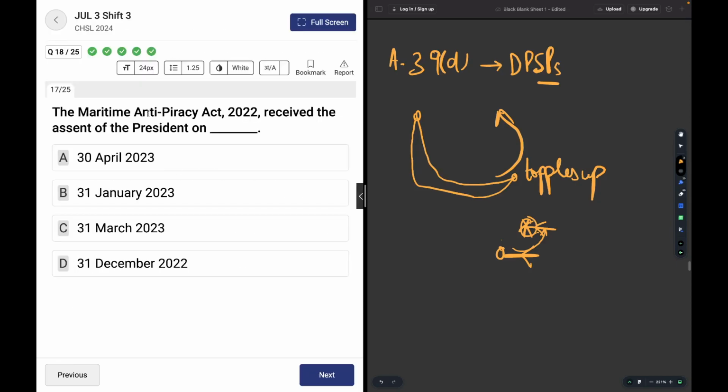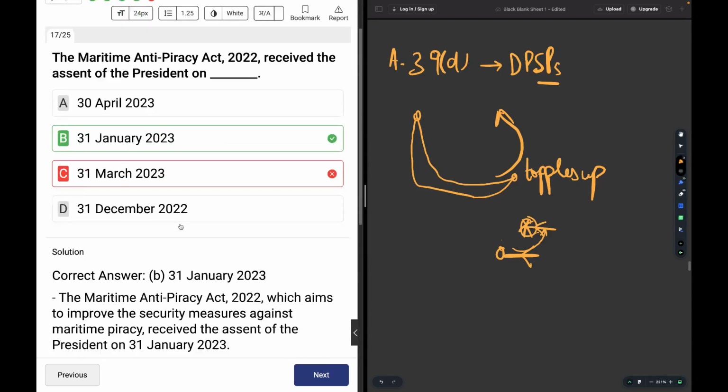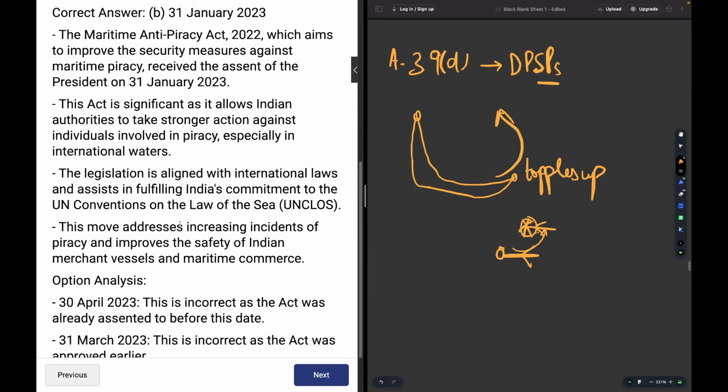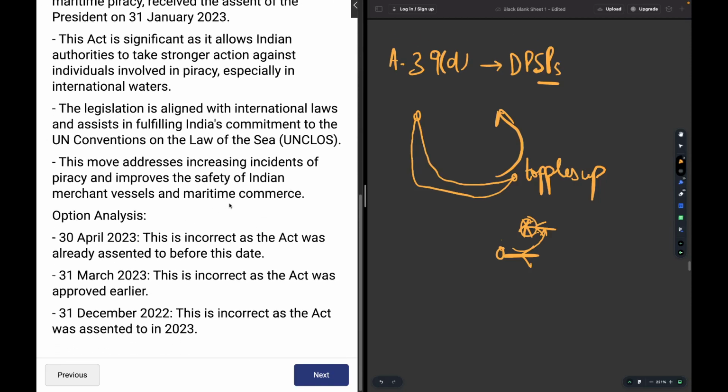Moving on, the Maritime Anti-Piracy Act 2022 received the assent of the President on the 31st of January 2023. You may read about it over here.